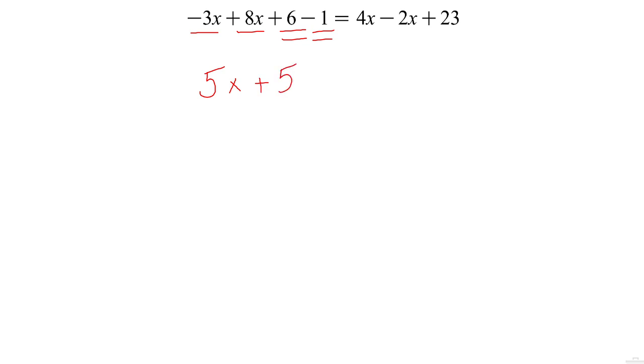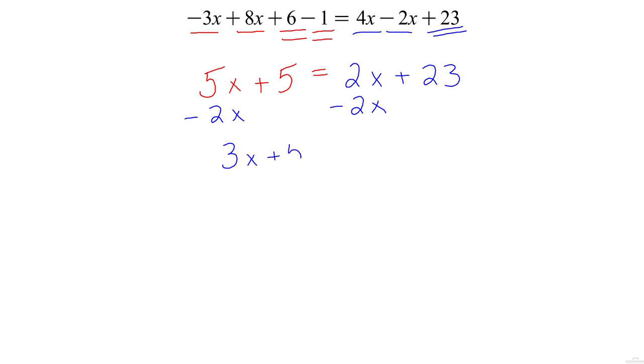So we have 5x plus 5 equals, and on the other side, we have 4x and minus 2x with just a singular constant of 23. 4x minus 2x is 2x, and we'll keep the plus 23 there. Now we just want to get all of our variables to one side and all of our constants to the other. So I'll subtract the 2x from both sides, giving us 3x plus 5 equals 23.